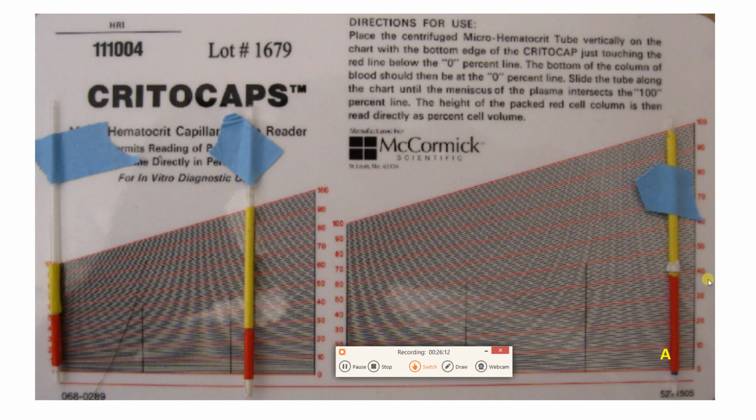There's no math involved. And we have two different shapes here and this diagonal line in case we have different sizes of blood samples. Like this is a smaller sample size. So we align the red on the 0 line, the yellow on the 100 line. We read it and we get a little under 30% or so. That's all you do. Bottom of the red, 0 line. Top of the yellow, 100 line. Move it to wherever you need to achieve that. Then just read the top of the red.